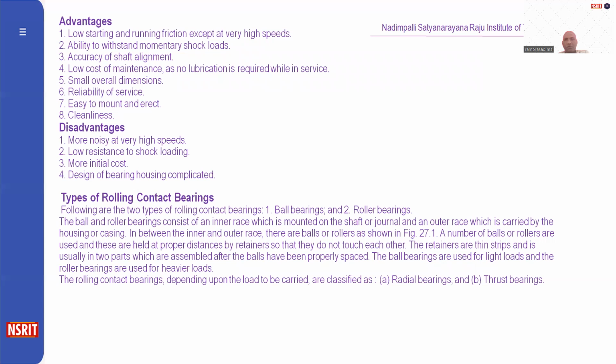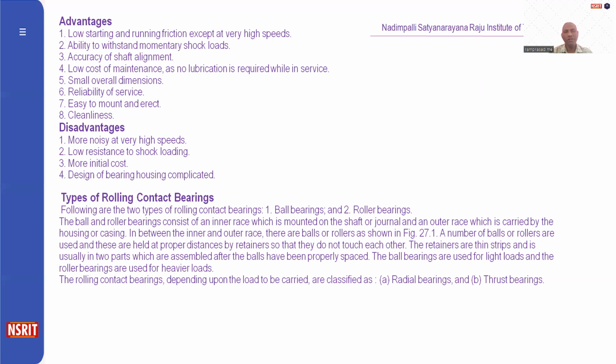What are the disadvantages? More noisy at very high speeds, low resistance to shock loading, more initial cost. And the last one is that the design of a bearing housing is complicated. Types of rolling contact bearing. Following are the two types of rolling contact bearing: ball bearings and roller bearings.